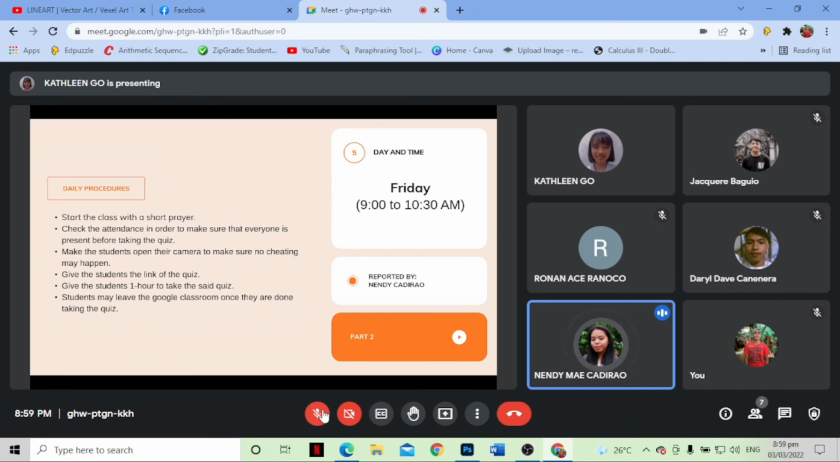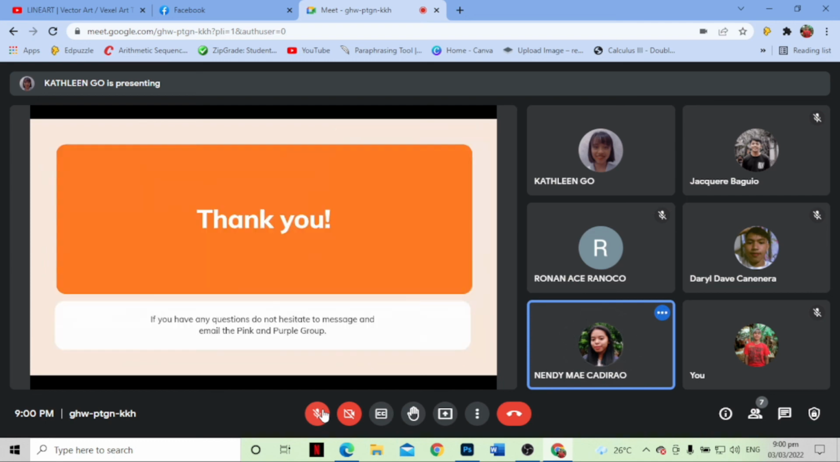For the daily procedures, of course, the class will start with a short prayer. Then after that, the attendance will be checked in order to make sure that everyone is present before taking the quiz. The next is to make the students open their camera to make sure that there is no cheating that may happen. Next is to give the students the link of the quiz, and after that, give the students 1 hour to take the said quiz. And after, the students will leave the Google Classroom once they are done taking the quiz.